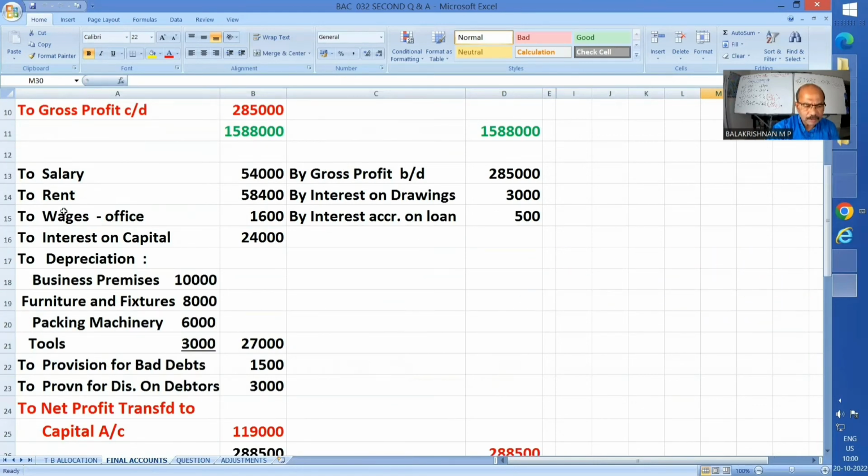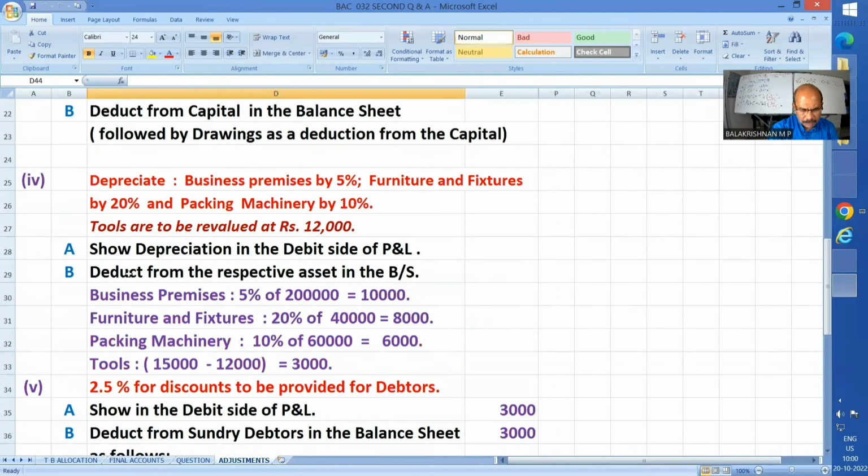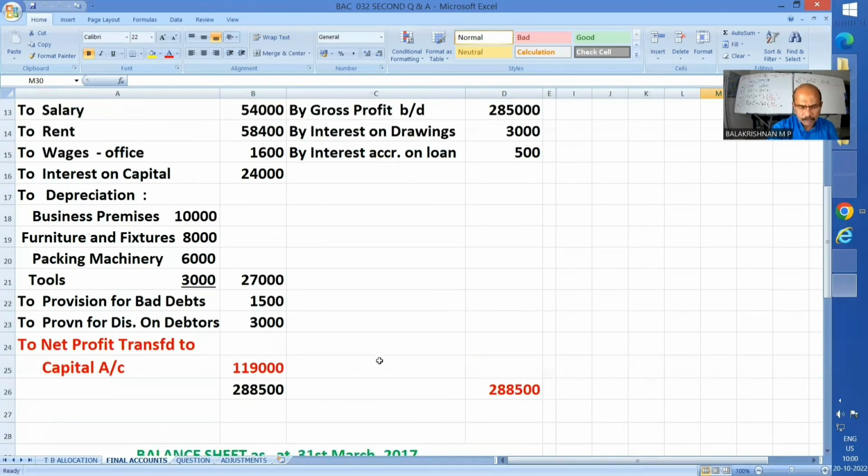Salary, rent, office wages. Wages, mean just don't put into the trading account. They have bifurcated it. Okay, office wages pertain to the profit and loss account. Okay, so I'm showing it here. Interest on capital we have calculated. Depreciation I have already calculated and shown to you. These are the depreciation parts. That is just shown there. That's all, right? Total is 27,000. Provision for bad debts 1,500. Provision for discount 3,000.